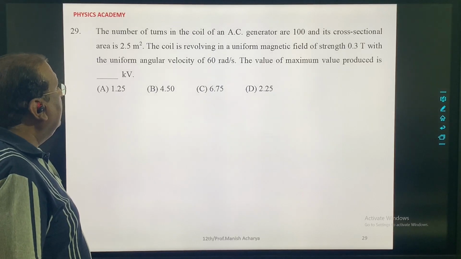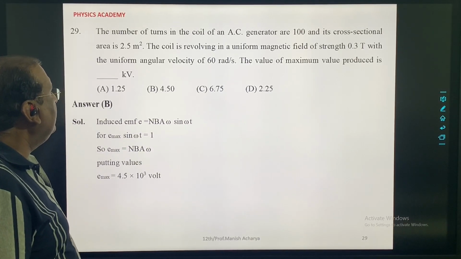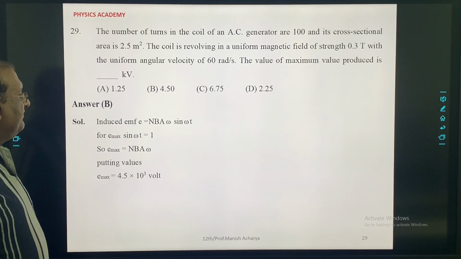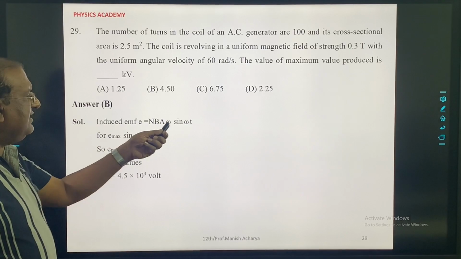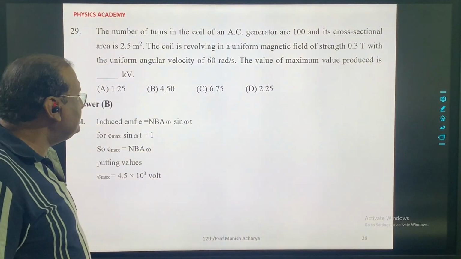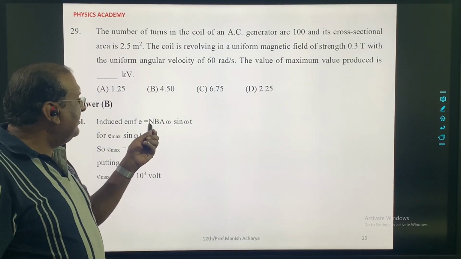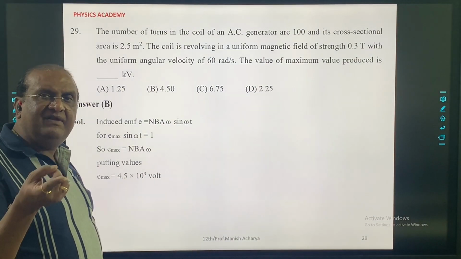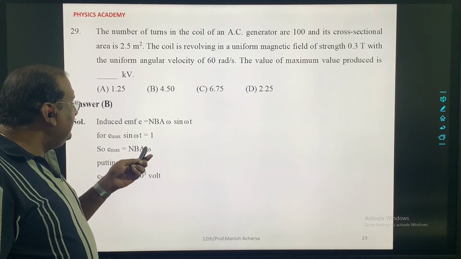Now, here the maximum EMF produced: we have the equation E equals N B A omega sin omega t. In theory we derived this one. When sin omega t is equal to 1, our induced EMF will be maximum. So E maximum is N B A omega.